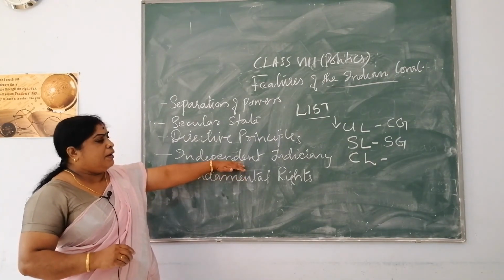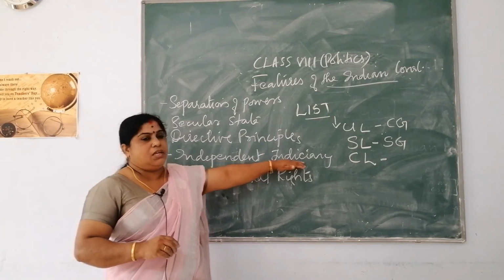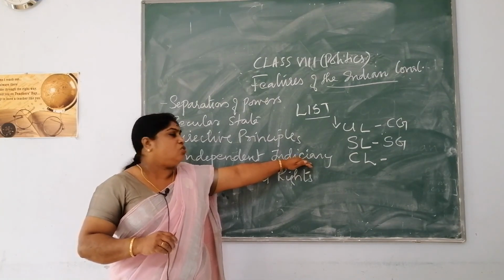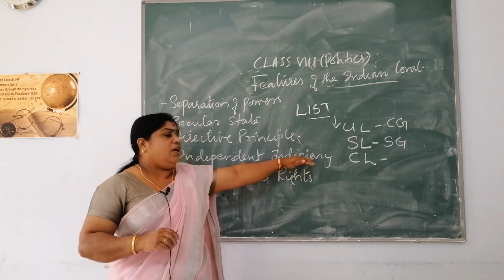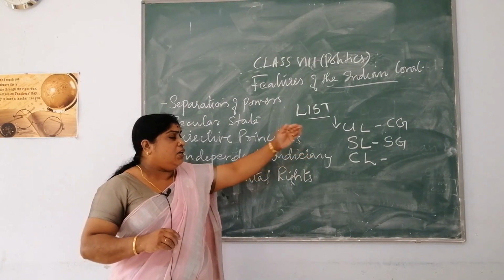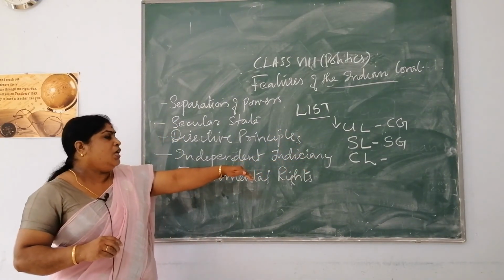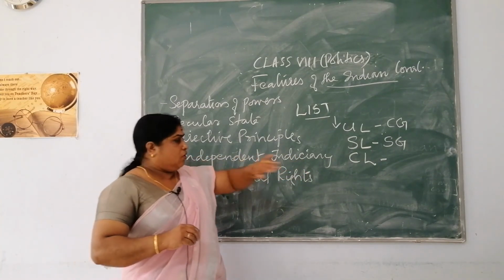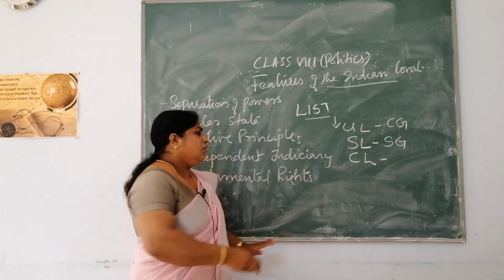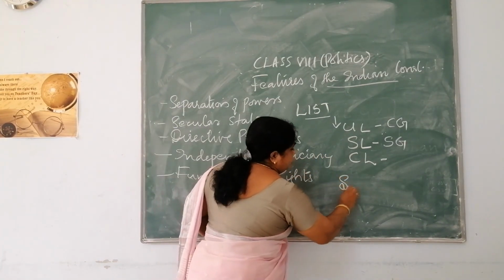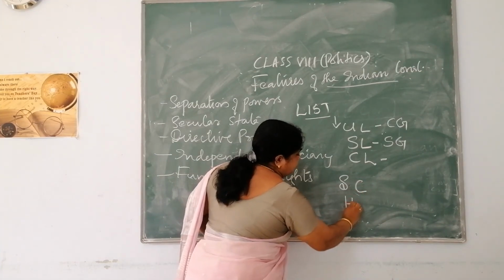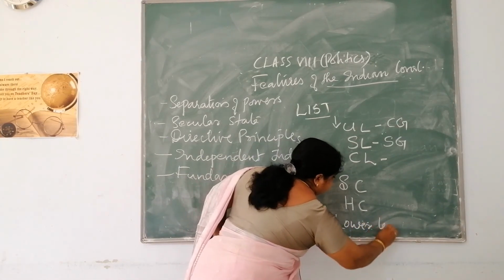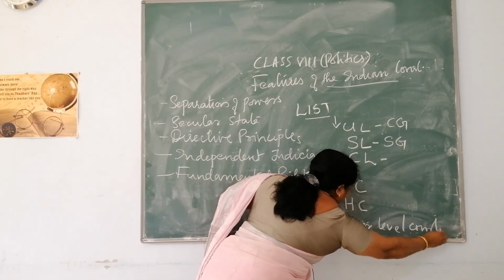Then we have an independent judiciary. I already told what a judiciary is. Judiciary is a body which gives justice to all, isn't it? So if any person violates any law that is put forward by the constitution, it is the responsibility of the judiciary to interfere. For this we have a three-level court. The apex one which you call the Supreme Court, next comes the High Court, and the last one is the lower level courts.